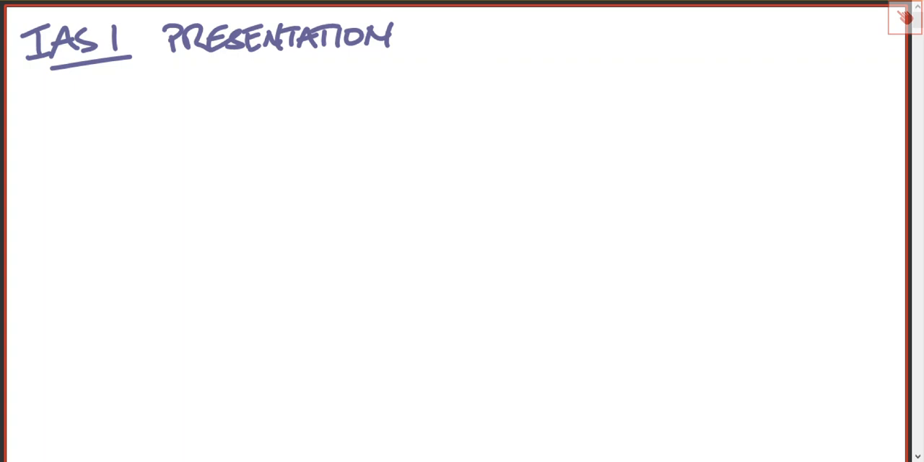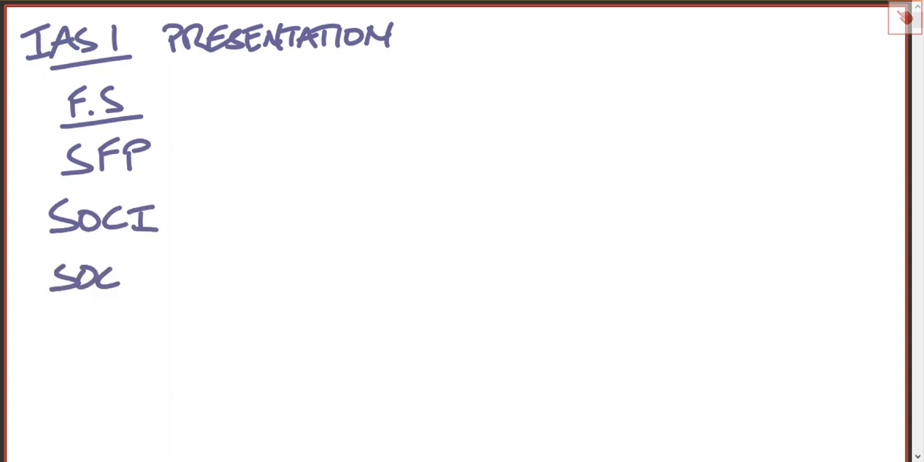Hi, in this session we are going to have our quick debrief on IAS 1. So this is about the presentation of financial statements. We'll just say presentation. So key things in this standard. It says that your financial statements should include a statement of financial position, a statement of comprehensive income, a statement of changes in equity, a statement of cash flows, and then you've got your disclosure notes.